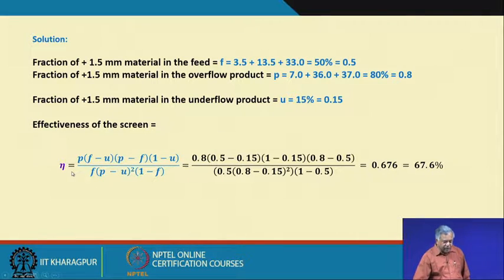So, the effectiveness of the screen is equal to, using this formula. If you have to remember this formula, or maybe you have to derive this if you do not remember, and if I put all these values, that is p, f and u, we get a value of 0.676, or 67.6%. So, that means the effectiveness of this screen at that operating condition is 67.6%. If you want to improve it, you have to think of how to improve it, or if you are fine with this, then that is okay.